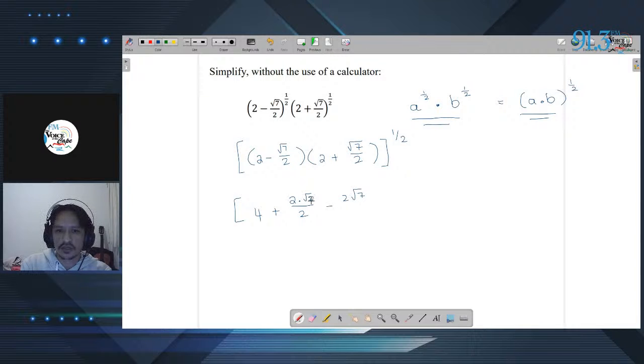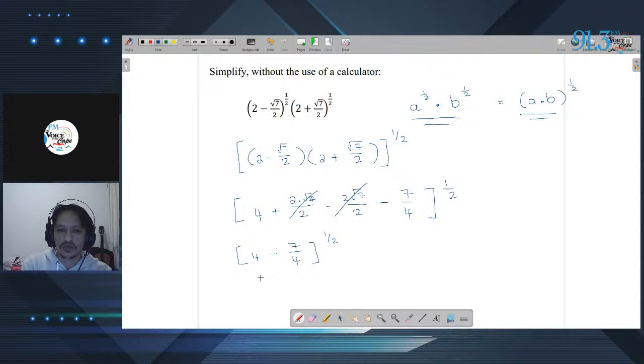Sorry, this is a 7. Square root 7 over 2. And then negative square root 7 over 2 times square root 7 over 2 is going to give us negative 7 over 4, to the power of a half. Now we can see that these two things are just opposite, so we can actually just cancel them out. And here we're going to get 4 minus 7 over 4, to the power of a half.